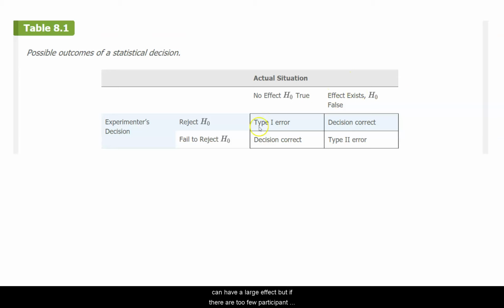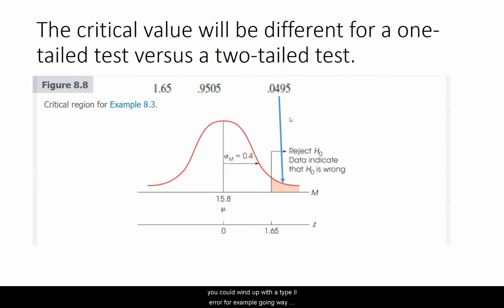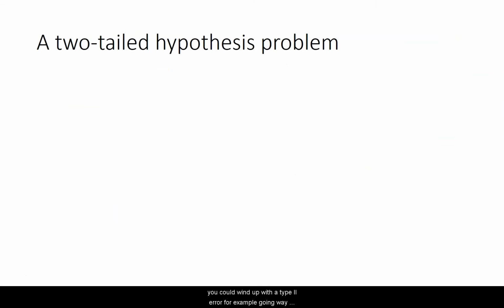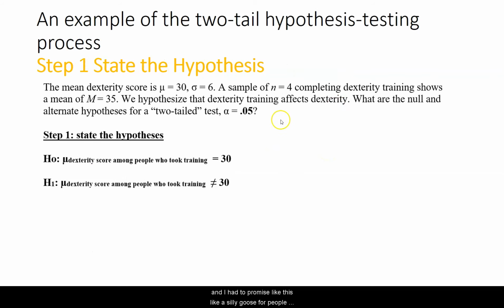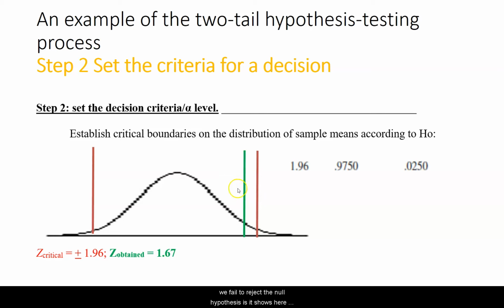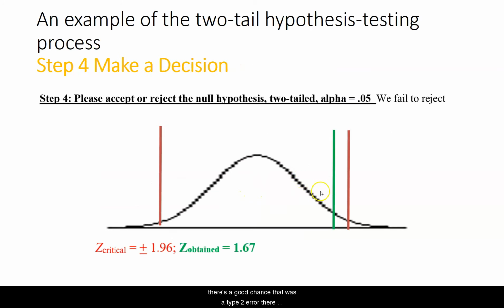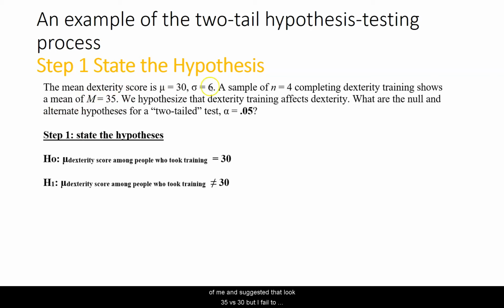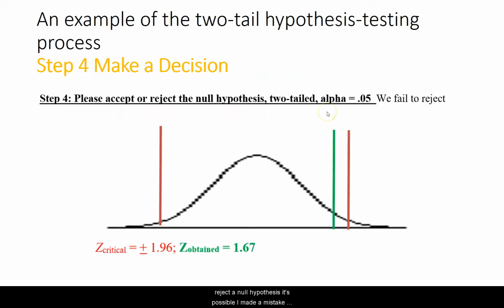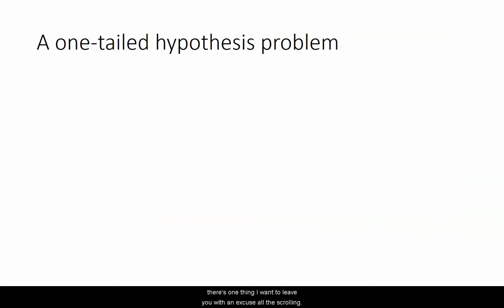For example, going way back here, way back, fasten your seatbelts. This business with the, and I had two problems like this, like a silly goose. 4 people completing the dexterity training. Well, geez, with only 4, we failed to reject the null hypothesis, as it shows here. There's a good chance that was a type 2 error. There might have been an effect for the dexterity training, and in fact, the mean suggested that. Look, 35 versus 30, but I failed to reject the null hypothesis, so it's possible I made a mistake.